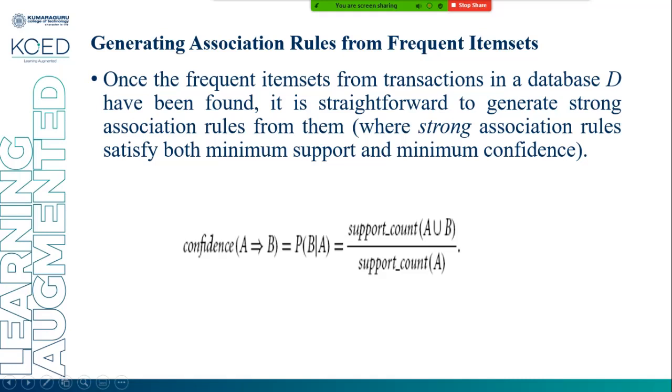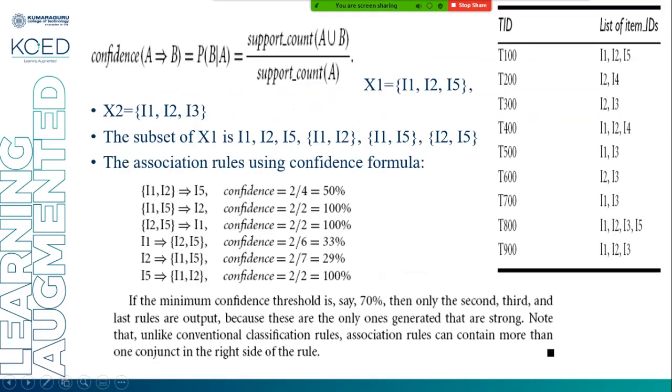Confidence of A implies B. That means the customers who are buying item set A are also buying the item set B. How to calculate it? This is confidence. Support count of A union B, the number of transactions which contain A and B, divided by the number of transactions which contain only A. We will solve the problem and check the results.